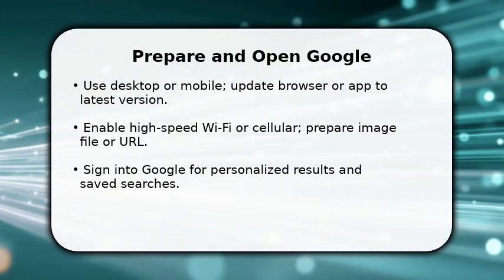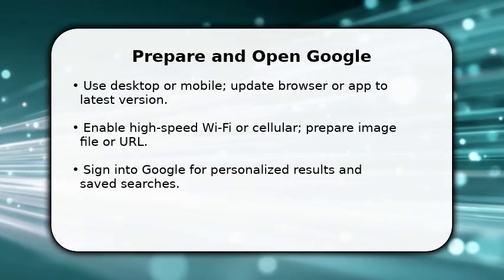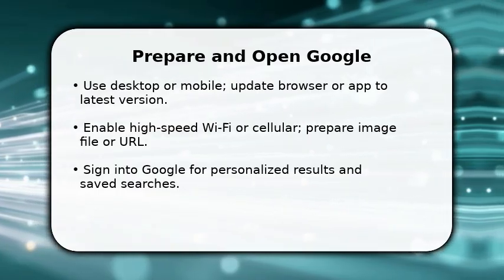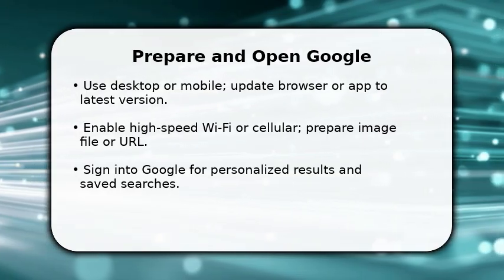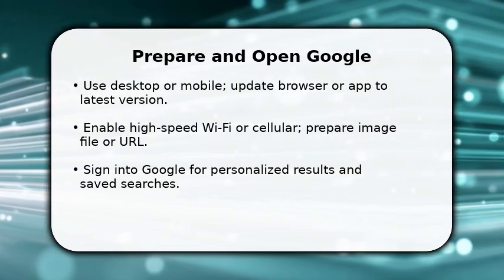You already have what you need: a browser or the Google app and an image file or link. Open Google.com and click Images. On mobile, tap the camera icon in the search bar. If you have a photo, choose Upload an image and pick the file. If you have a URL, paste it into the Paste Image URL field.